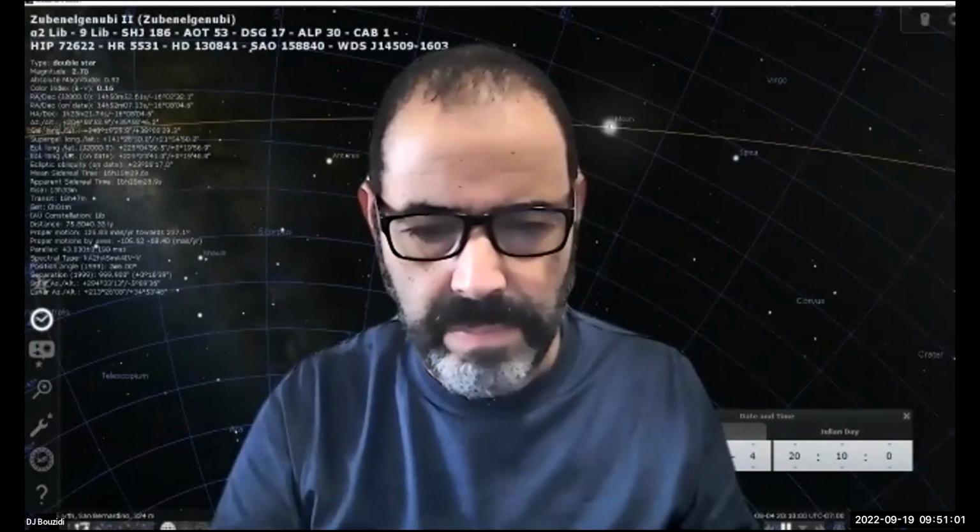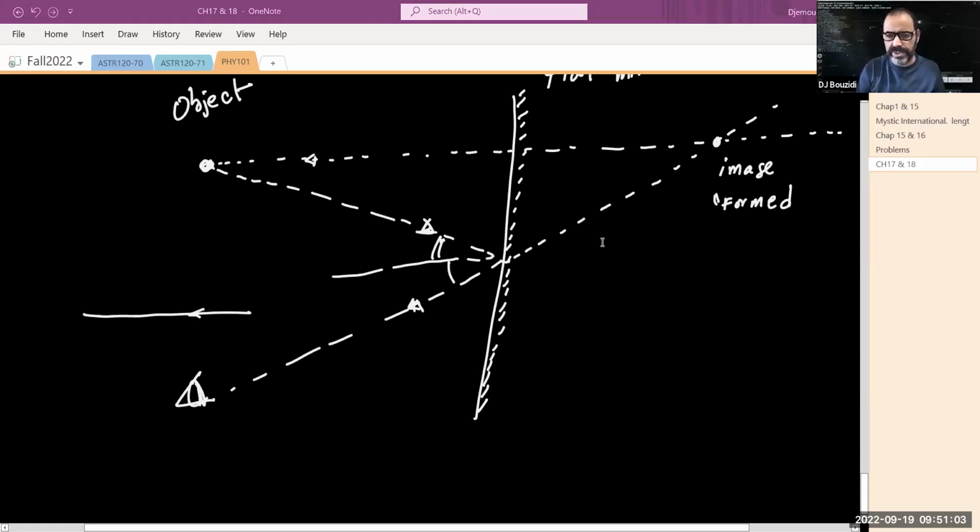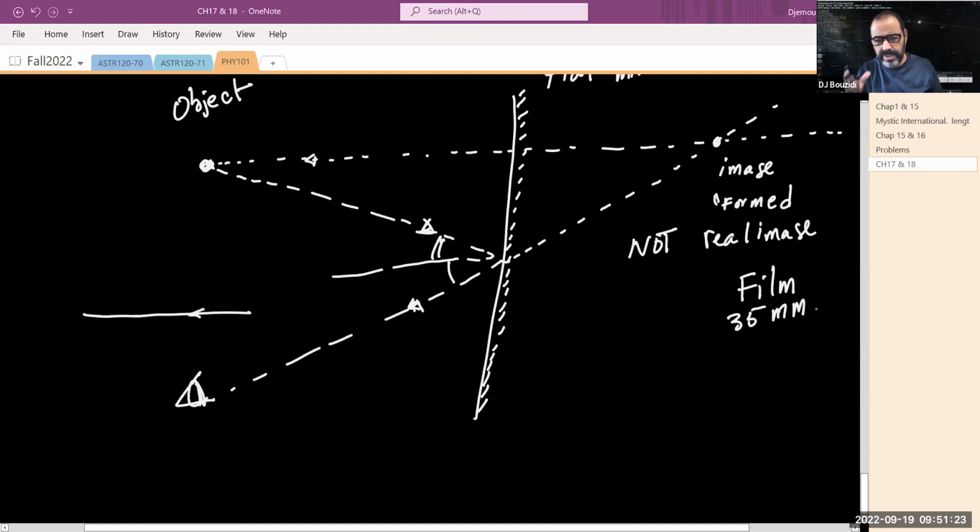Make sense? So this image is not a real image. Why? Because if I put a film in here, I know probably some of you are not familiar with films. In the old days, we had 35mm films, and those are the ones that you take pictures with. Now it's all CCDs, but that's a different technology. But a film is basically a material that is sensitive to light.